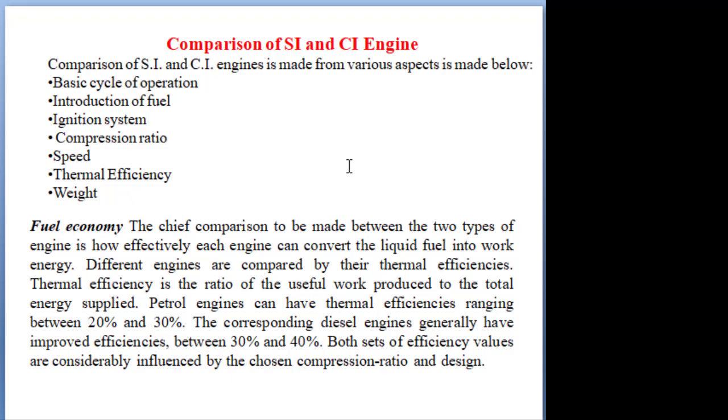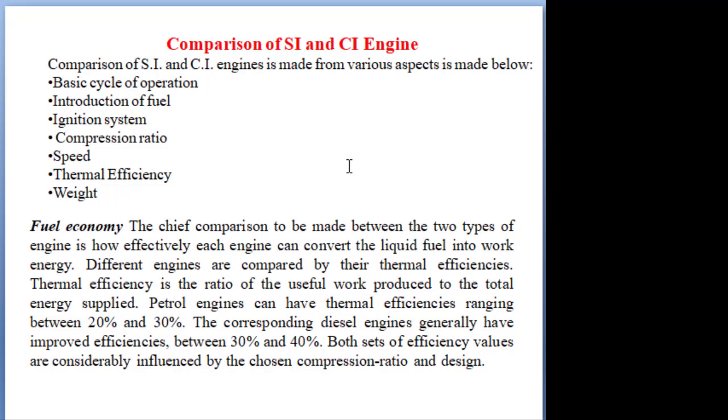Next, compression ratio: 1:10 maximum we are maintaining in spark ignition engine. Compression ignition engine, 1:25 we are maintaining maximum. Next, speed: spark ignition engine has less compression ratio, which means less stroke length, so automatically the speed of the engine is high. Spark ignition engines are high speed engines, compression ignition engines are low speed engines.